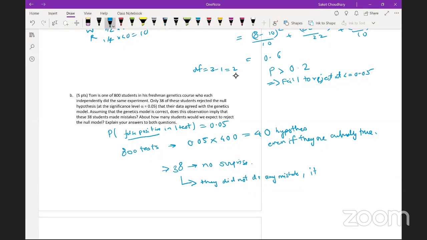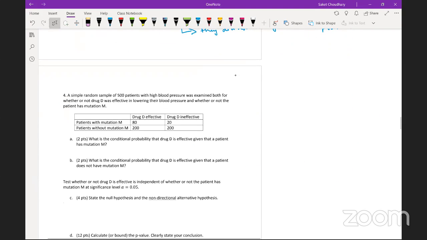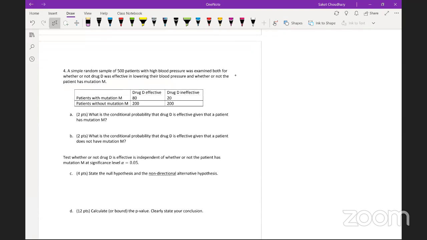It's a false positive. Okay. All right, we move on to problem 4. Problem 4 is again a simple problem.